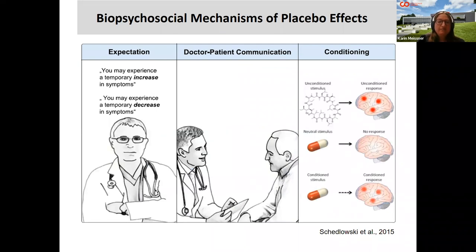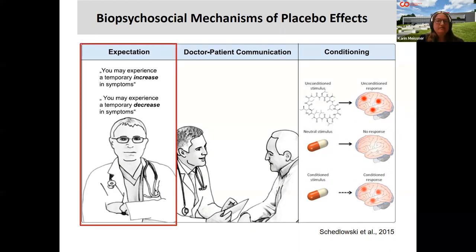And as I told you before, a lot of mechanistic studies have been performed to elucidate the mechanisms underlying placebo effects. And here is a slide which shows the three main mechanisms which are very well established, but there might be many more, as I will show you later. The first very important mechanism is expectation. Expectation, for example, can be induced by verbal suggestions, such as you may experience a decrease in symptoms, which might lead to a placebo effect, or you may experience an increase of symptoms, and this might lead to a nocebo effect in the sense of pain increase.